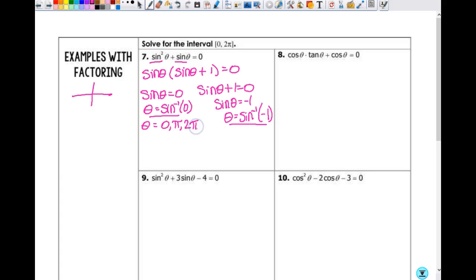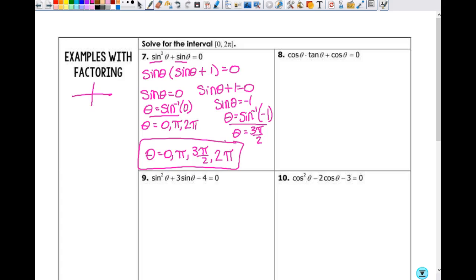And we do count that because the whole interval goes from 0 to 2 pi. So even though it happens twice, it technically happens 3 times because you go back to where you started from. When is sine negative 1? 3 pi halves, okay? So once you get the answers from the 2 separate pieces that you have, you put them all together and you put them in order from least to greatest. So this would give me that theta is actually equal to 0, pi, 3 pi halves, and 2 pi. There are my 4 answers.